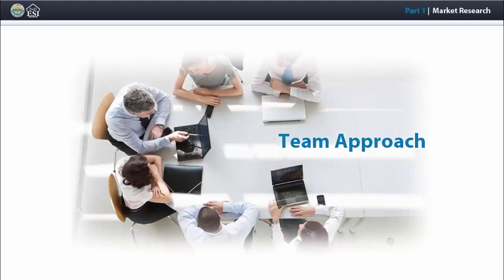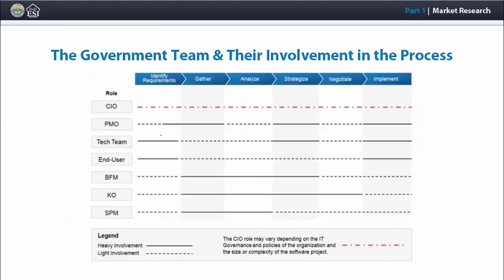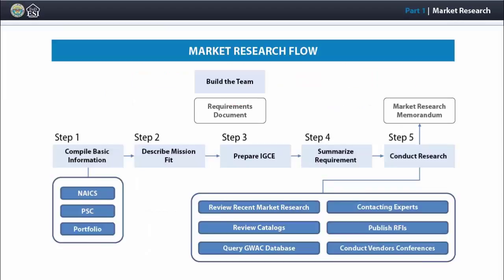A team approach to market research is the most effective method to obtain the best available information. The market research team should include the same key personnel responsible for defining and refining requirements as covered in Part 1 of the Requirements tutorial. To conduct your market research, you need a disciplined strategy. This process flow is an example of a best practice to conduct your market research. We will look at each step one by one.